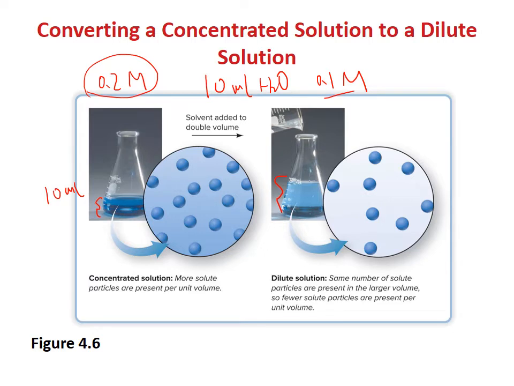In a dilute solution, if the volume is the same compared with the concentrated solution, the dilute solution has fewer solute molecules than the concentrated solution, because you have more water molecules in it, and therefore you have fewer solute molecules in the dilute solution.